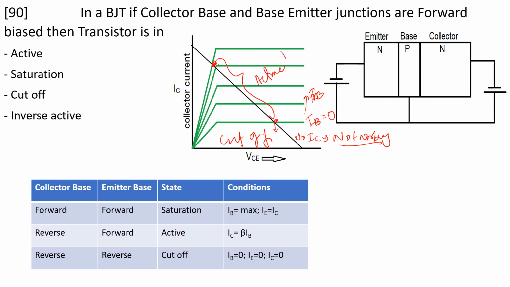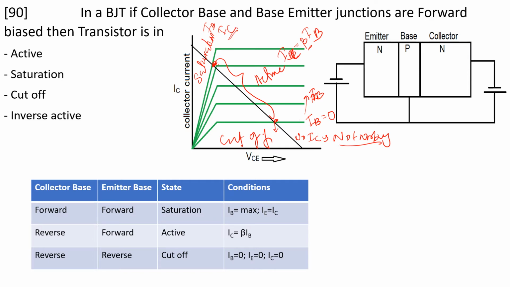And here the amplification of the current IB occurs, which is IC is equal to beta times IB, where beta is the current amplification factor. Now again further, if you increase, you reach a region called saturation, where you have the maximum value of IB and maximum value of IC, beyond which you cannot increase the value of IC.